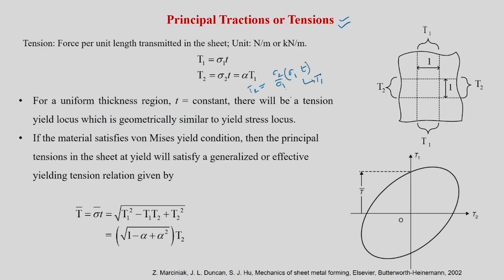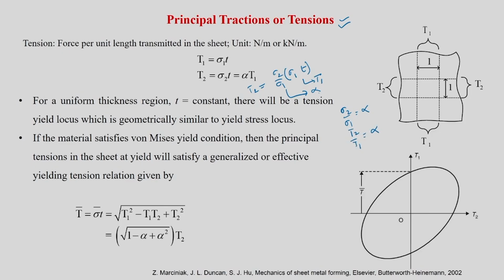And this is nothing but your alpha. So T2 is nothing but alpha into T1. T2 is nothing but sigma 2 into t, or it is nothing but alpha into T1. So sigma 2 by sigma 1 is nothing but alpha. Similarly, we can say T2 by T1 also as alpha. Both are one and the same.